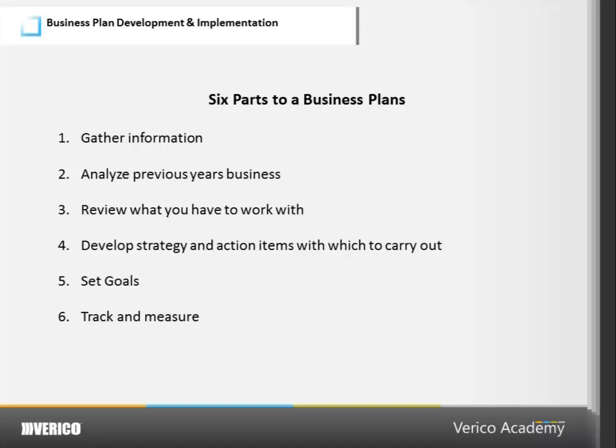The second thing you need to do is look at and analyze your previous year's business. It's important for you to know what you've done in order to know what you want to do going forward. The third part is to review what you have to work with.